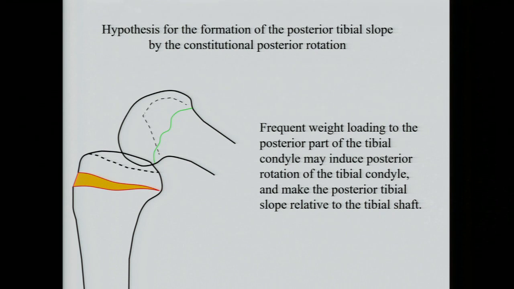The hypothesis for the formation of the posterior tibial slope by the constitutional posterior rotation: our theory was that frequent weight loading to the posterior part of the tibial condyle may induce posterior rotation of the tibial condyle and make a posterior tibial slope relative to the tibial shaft.